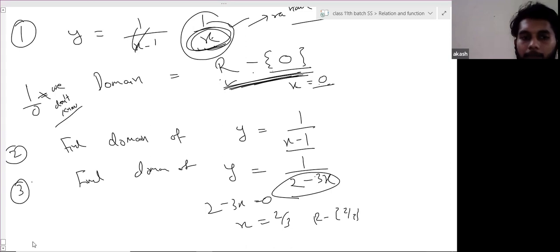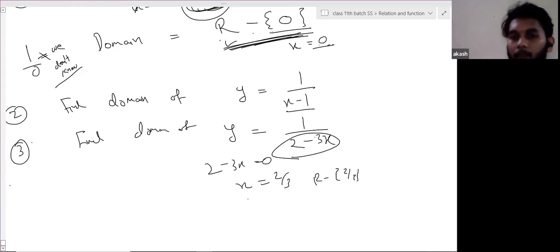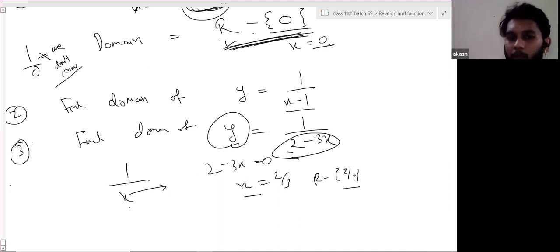Next question. And what are we finding? The domain, right? Why? Because no matter what value you put other than 2 by 3, y will always be a real number. You cannot put x equals 2 by 3, but 1, 0, minus 5, or 2 pi root 3 all give a real number. No matter what value you put, this will always be a real number except at 0. That is why we are doing this.